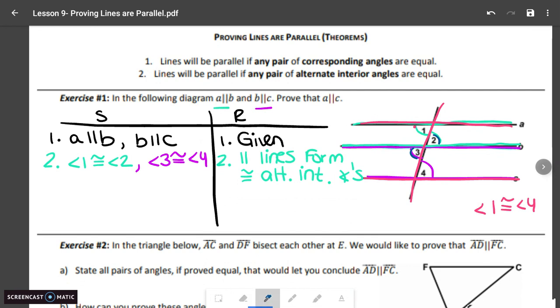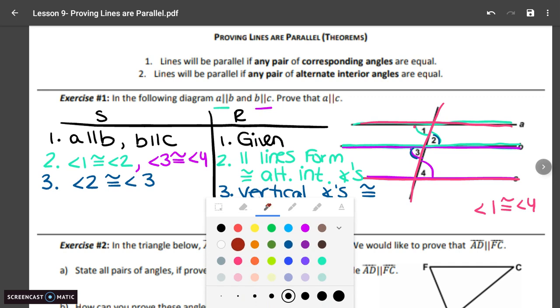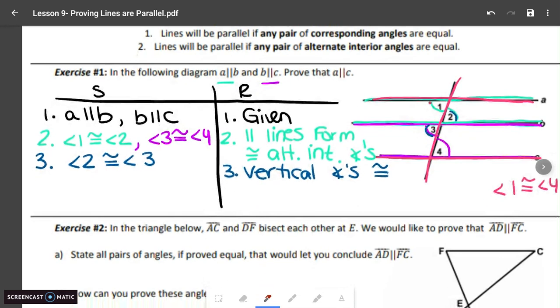If I look at those two angles, they are my vertical angles. So I can say angle 2 is congruent to angle 3 because vertical angles are congruent. Now, if I look here, I've gotten really, really close to what we want to show because I want to prove 1 and 4 are congruent. Well, here, since 2 is the same as angle 1 and 3 is the same as angle 4, I can plug those in for one another. And when I plug something in for something else that's equal, that's my substitution property.